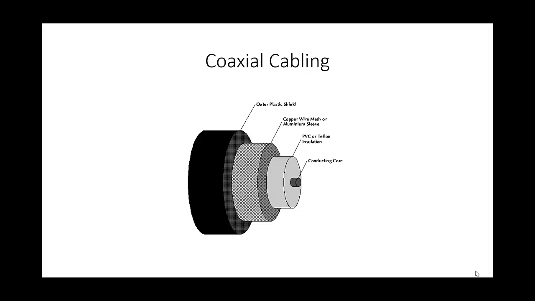So coaxial cabling consists of a central conducting core surrounded by a dielectric insulating layer such as PVC or Teflon, which is in turn surrounded by a mesh of copper or aluminium. This shields the core from stray electromagnetic radiation, which might induce voltages in the core, corrupting the data signals. The central core carries electrical signals as voltages relative to the outer mesh, which should be earthed. The outer plastic shield protects the mesh.